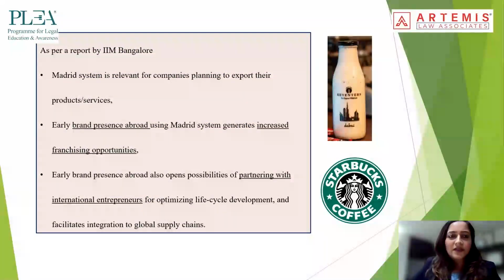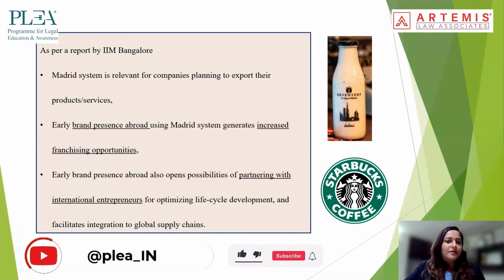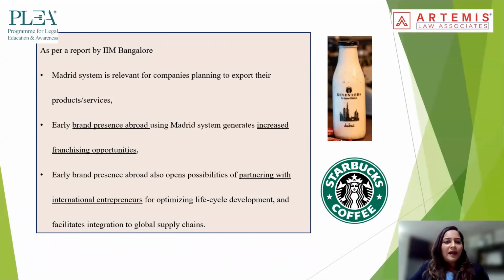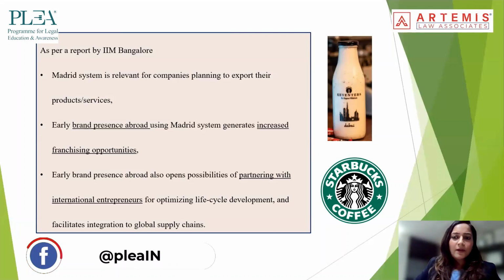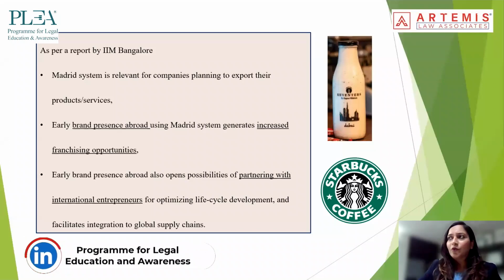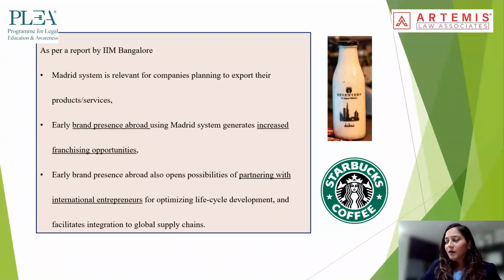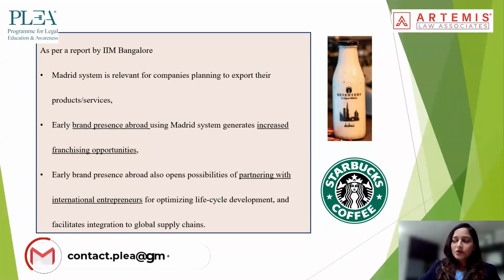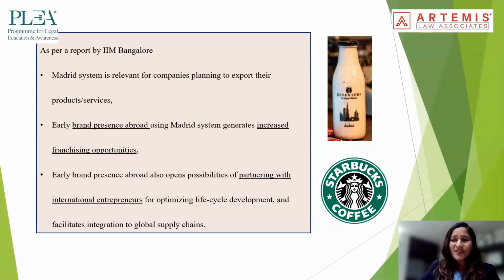So now the thing is, why do you file Madrid, and what is the benefit of filing a Madrid application? As per the report by IIM Bangalore, the Madrid system is relevant for companies planning to export their products or services. Early brand presence abroad using the Madrid system generates increased franchising opportunities. You might be feeling, okay, I'm filing a Madrid application in 10 countries, but I'm not going to do business in 10 countries right now. But maybe I might think of franchising my products or services. Kevinters is one of the classic examples. Kevinters is present in the majority of countries and works on a franchisee model, just like Starbucks.